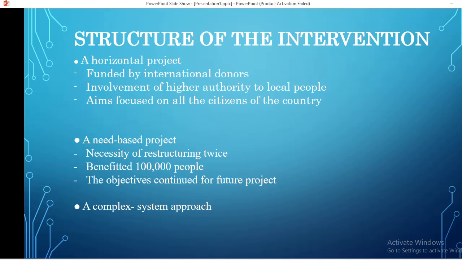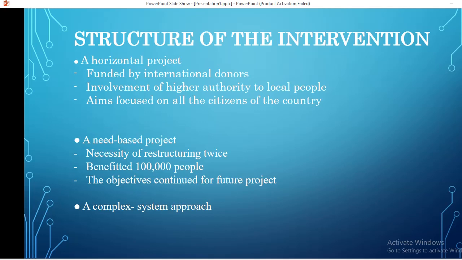Now, the structure of the intervention. This project is a horizontal project and not a vertical or a diagonal project. It is a horizontal project because it was funded by international donors, as stated earlier. There was involvement of higher authority to local people. The aims focused on all citizens of the country. It was a very massive project.